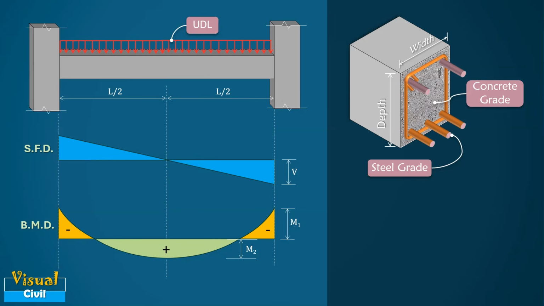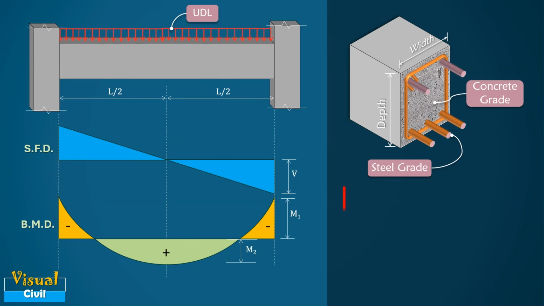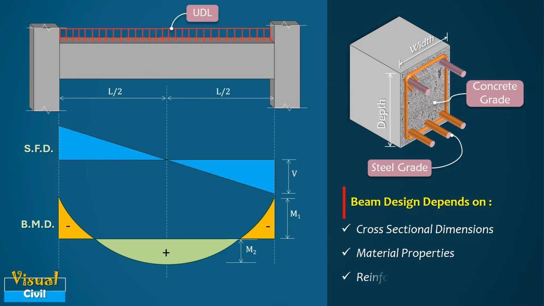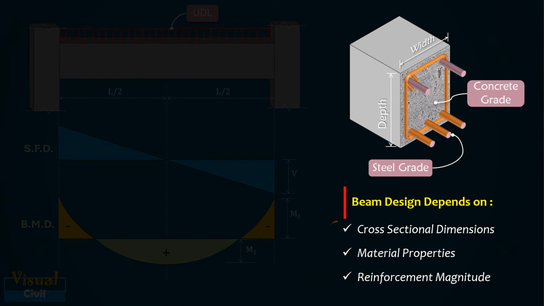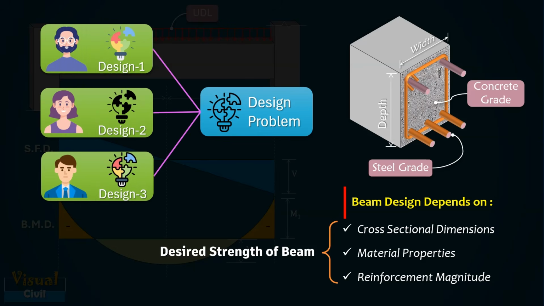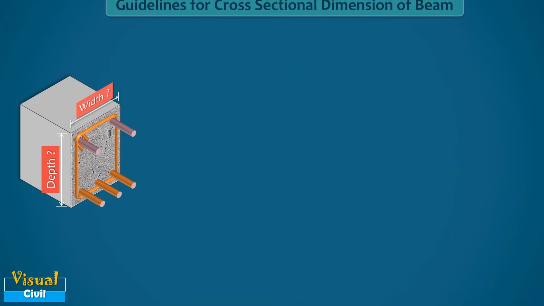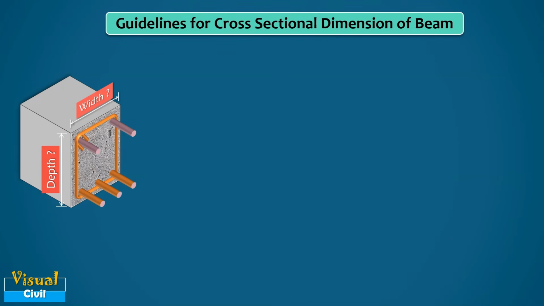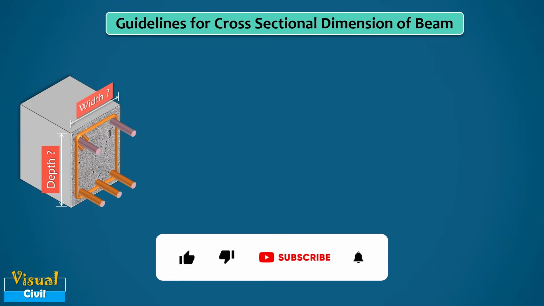The beam design lacks a unique solution as it depends on assumed cross-sectional dimension, material properties, and reinforcement magnitude. The design aims to achieve the desired strength of the beam through various combinations of these variables. Therefore, different designers may propose different solutions that satisfy design criteria. Henceforth, the initial assumption of cross-sectional dimensions and the materials plays an important role. So, let us try to understand first some key points to assume the initial cross-sectional dimensions of the beam.